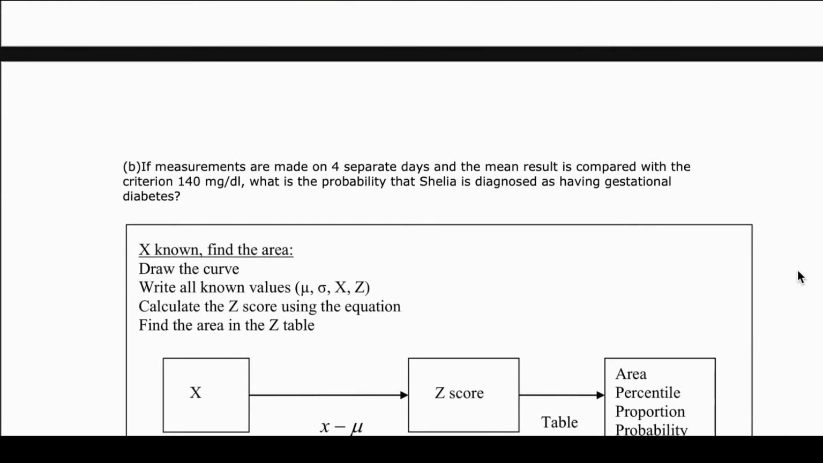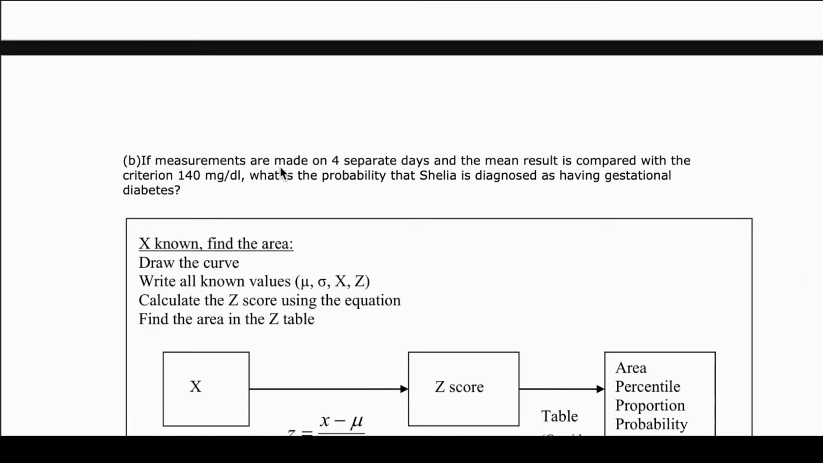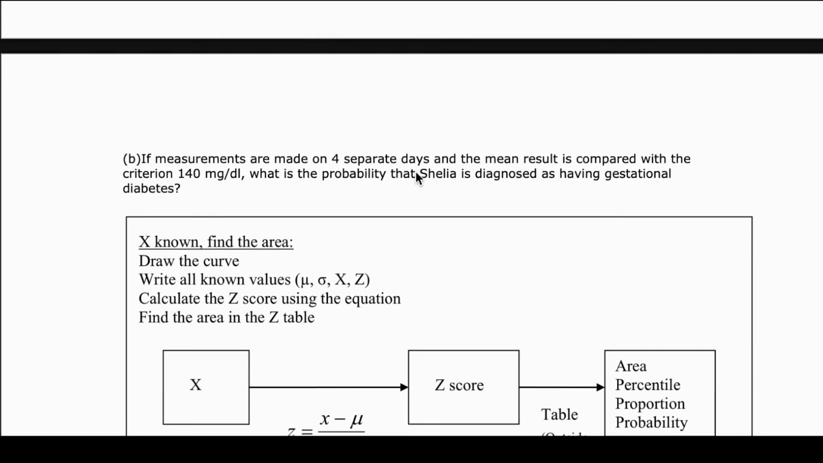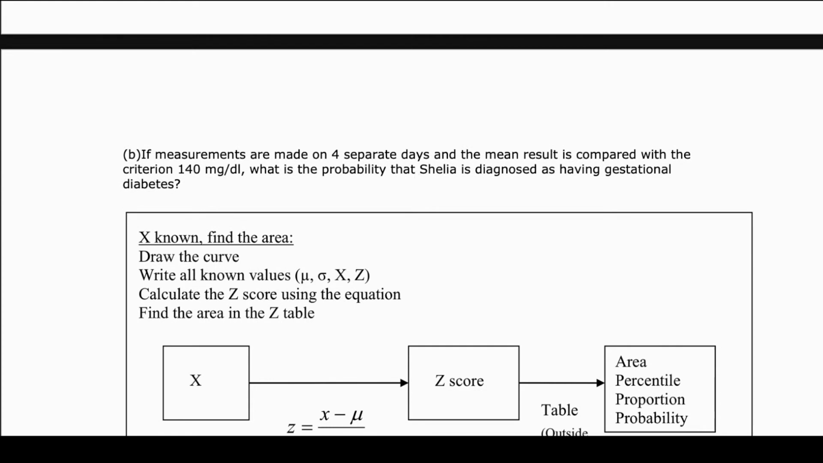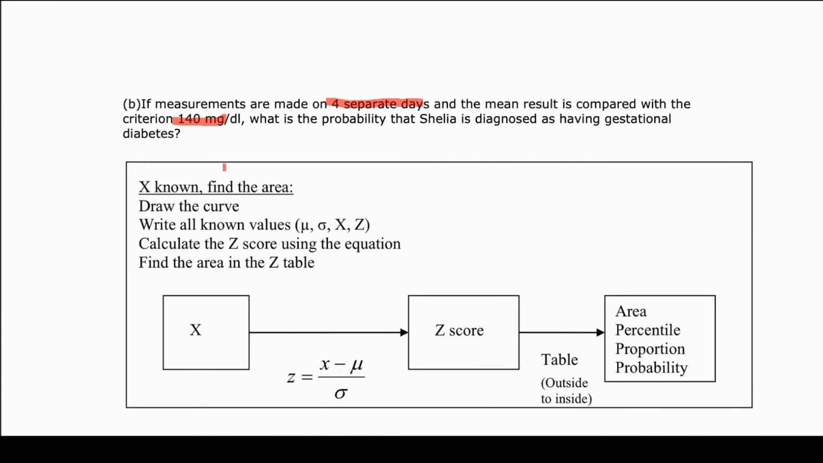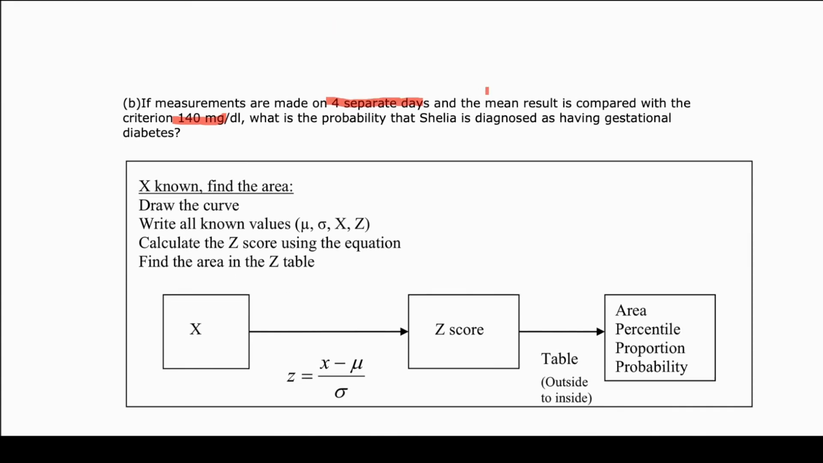Now let's look at the B part. B part is saying if measurements are made on 4 separate days. Okay, so that is something different than the previous question we had. The mean result is compared with the criterion of 140, so that remains the same, 140. What is the probability that Sheila is diagnosed with gestational diabetes? So it is a similar kind of problem because it's based on the same question, so we are calculating the same probability.